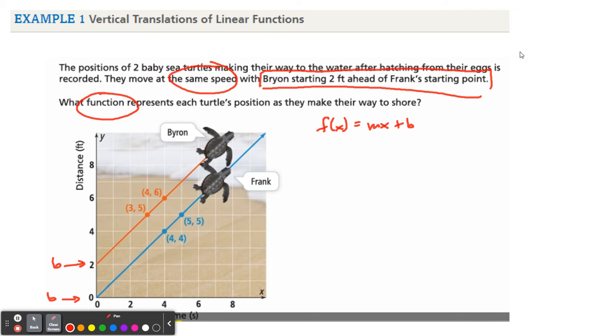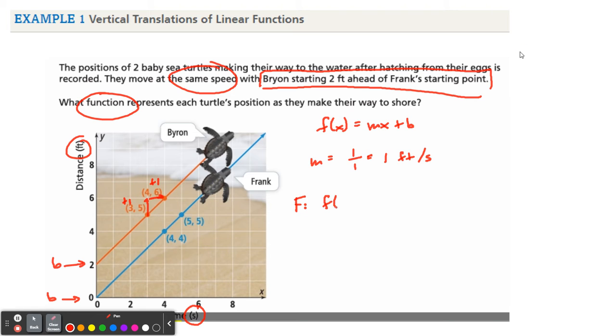Now because they're going at the same speed, the slopes will be the same. So let's look at Byron's graph. If I start at this point here and I go up 1 and right 1, that would be my slope. So my slope here for both of them is up 1 and right 1. That would just be a slope of 1, and that would be feet per second. Feet is your unit of distance, and if you look down here, seconds is your unit of time. So now I can fill in.